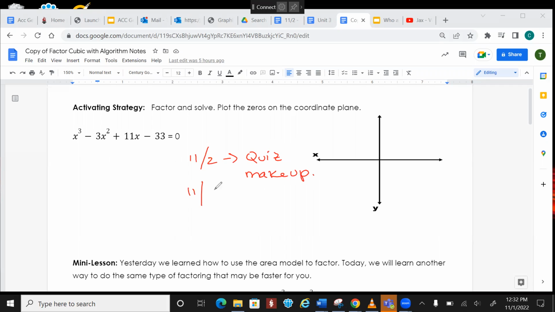Okay, then on the 9th, that's going to be your performance final day. Yes, I know this is the day after a digital learning day. Okay, I do know that. I'm sorry, I did not schedule this. This is the day we were given.